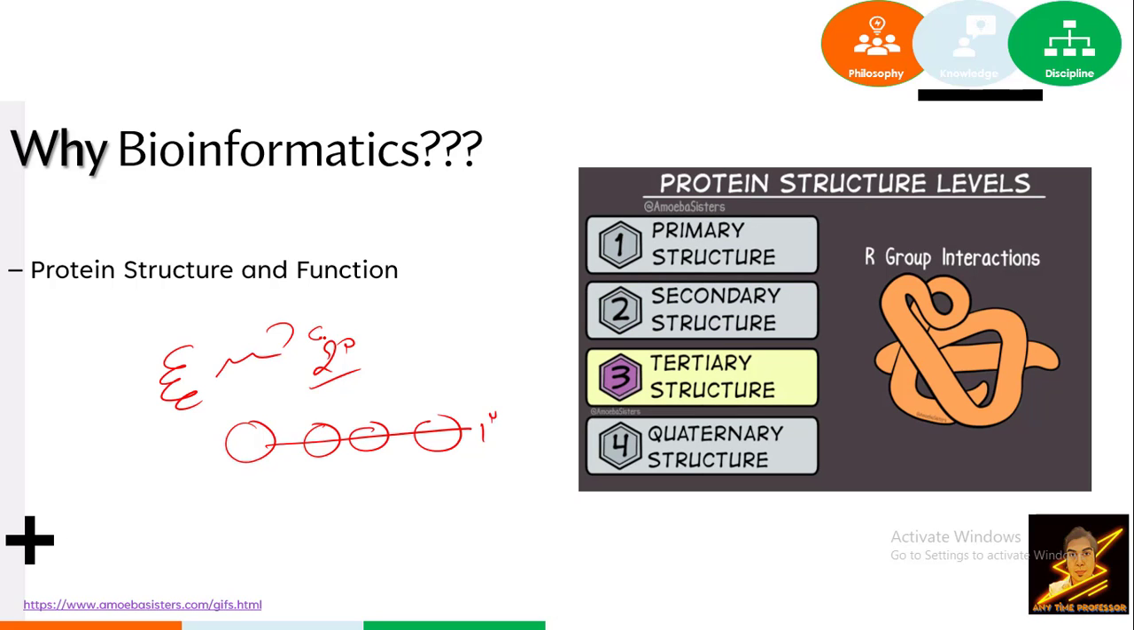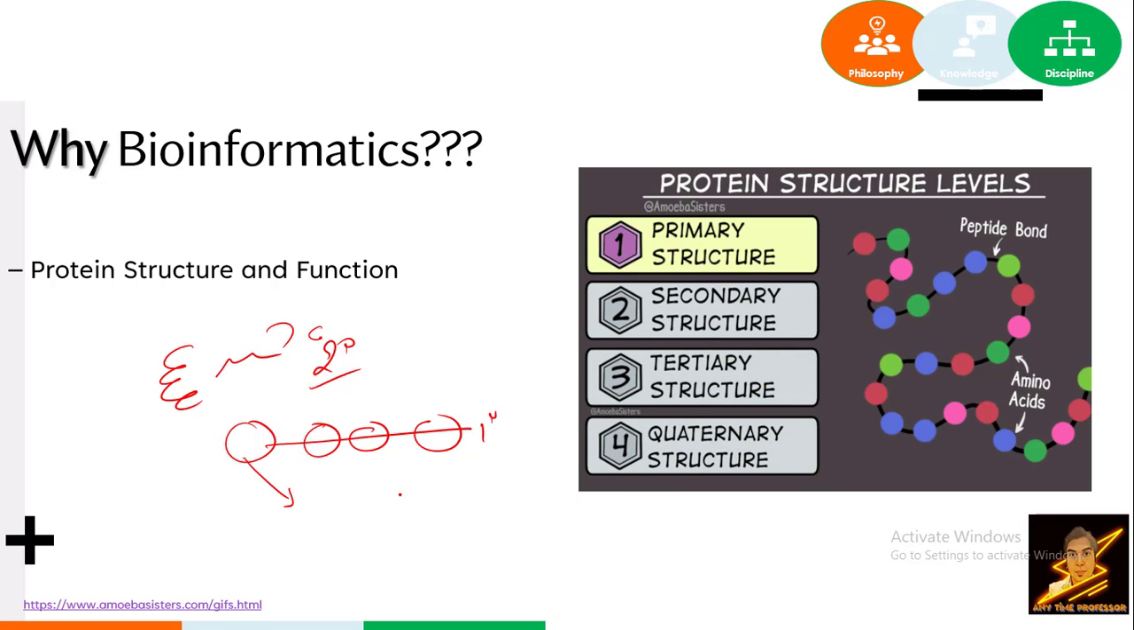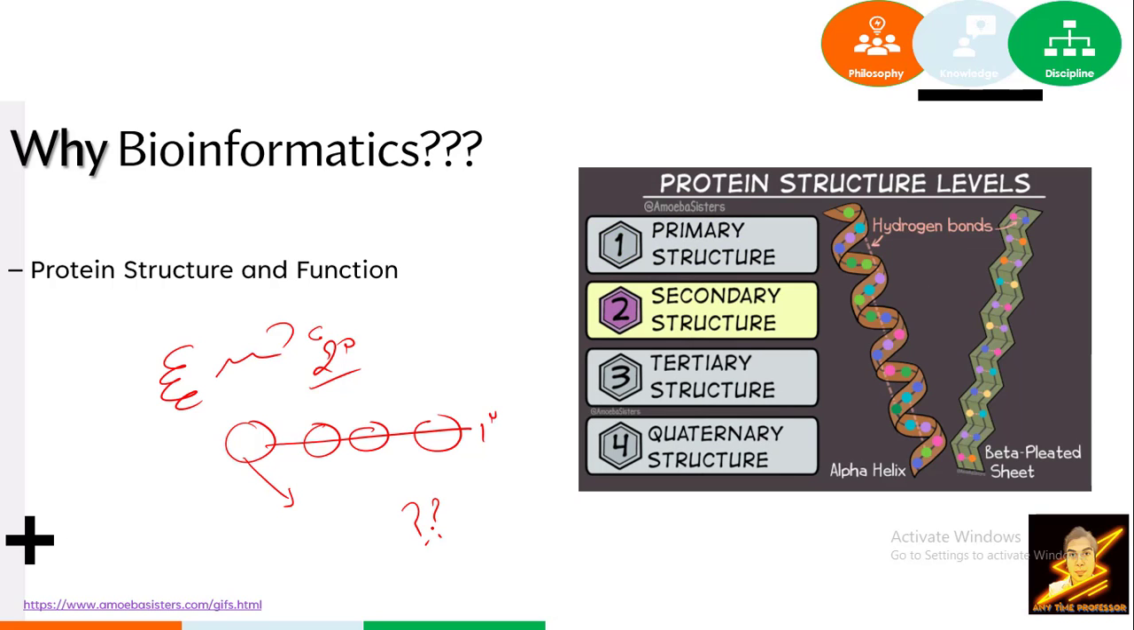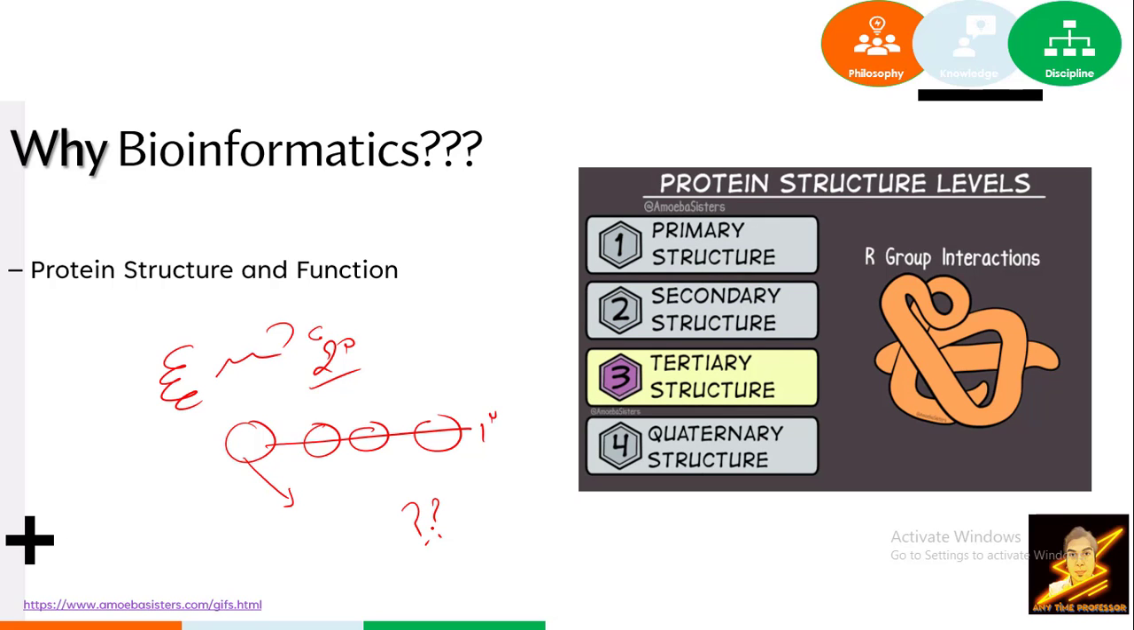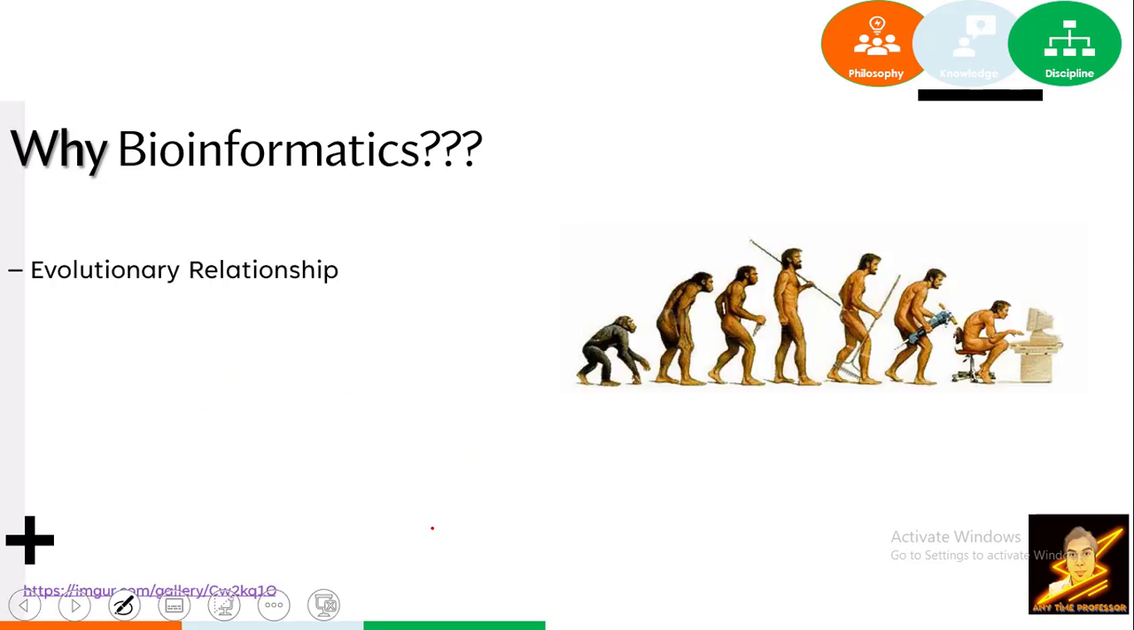So there is a problem in protein structure prediction, or we cannot say that this particular amino acid sequence will result in a certain kind of function. So there was a problem. That's why bioinformatics came into the picture, and I will tell you in subsequent slides how we can use bioinformatics to overcome this problem of protein structure and function prediction.